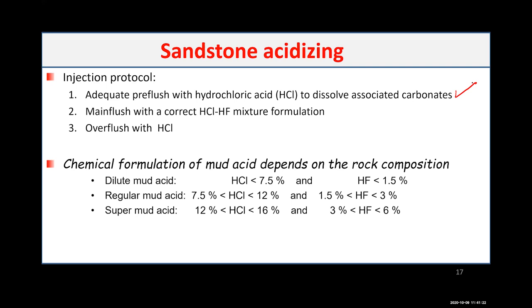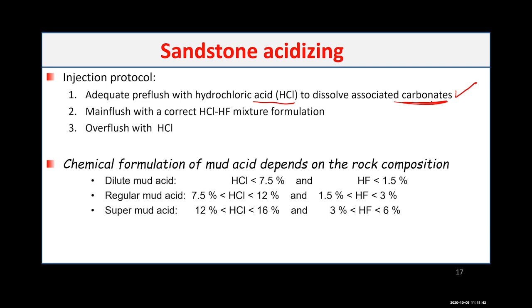So when the HF comes later, we will not see carbonate. We'll see only silica that will be dissolved by the HF. So initially, we pump HCl just to dissolve any carbonate that, if it existed when the HF sees it, can cause damage.